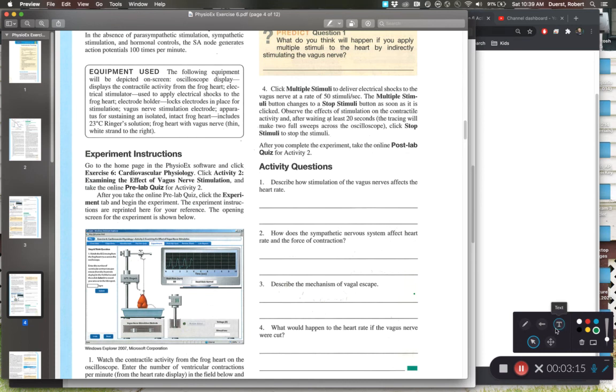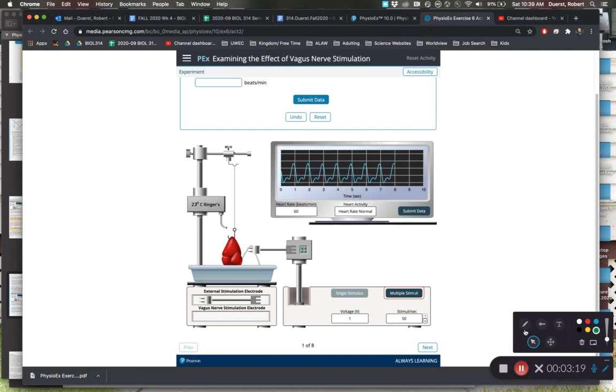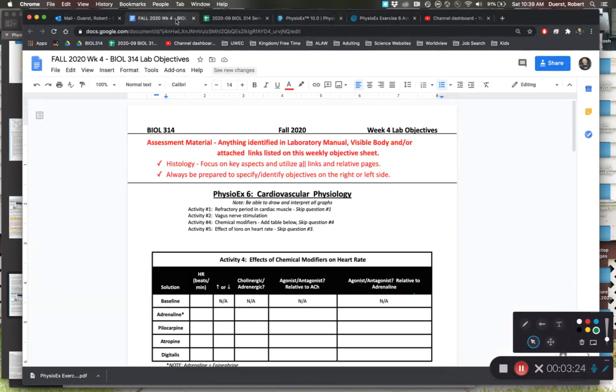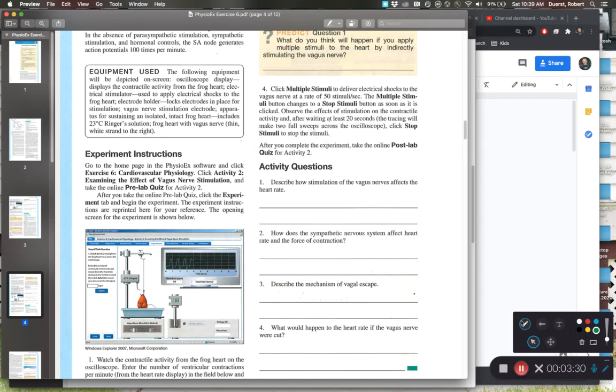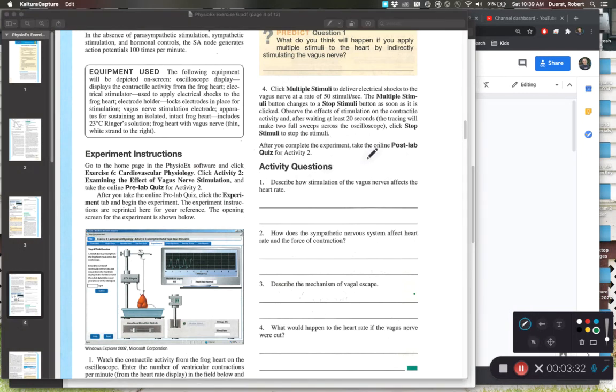Now, let's look at our post-lab questions. On our weekly objective sheet, you were asked to do all of the questions by default. We didn't tell you to skip any of the questions. So let's go back here. Describe how the stimulation of the vagus nerve affects the heart rate. Well, the vagus nerve lowers heart rate. Excessive stimulation of the vagus nerve will stop the heart from beating.